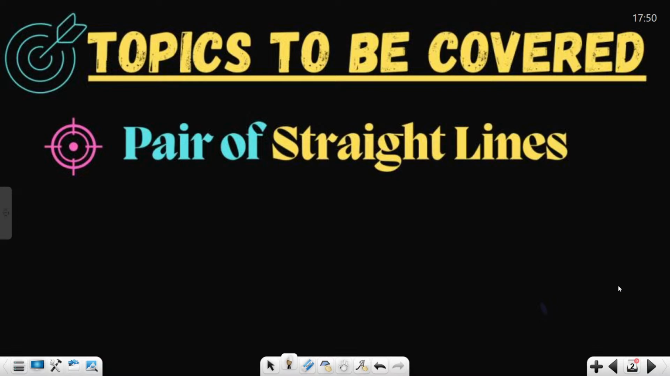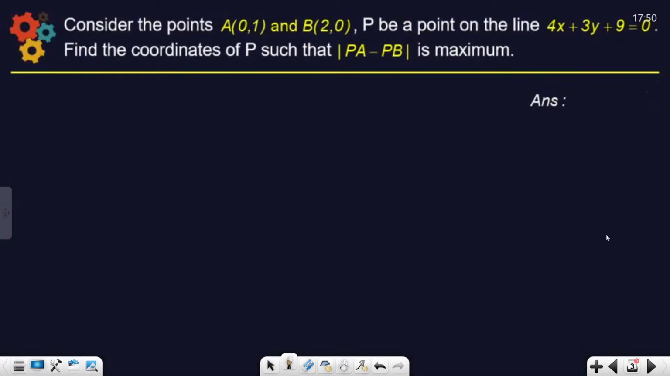Now before that, in yesterday's class, I gave you some homework. So first we will do those problems and then we will straight away jump to pair of straight lines. This was the question from your optimization problem.